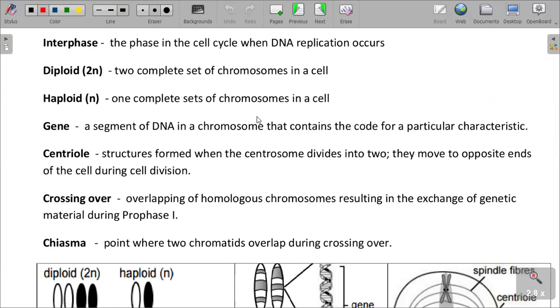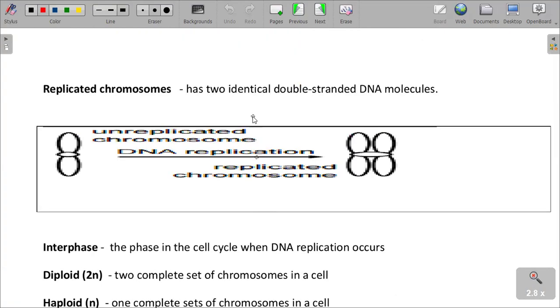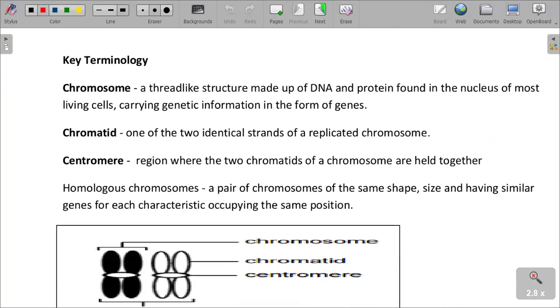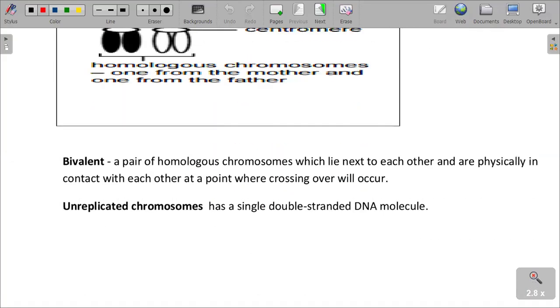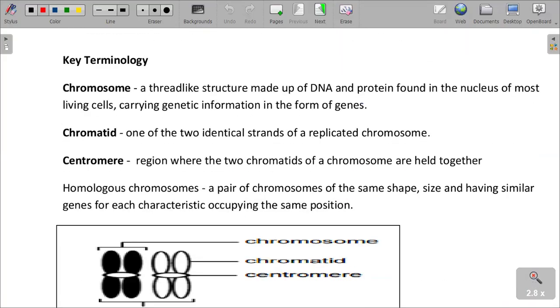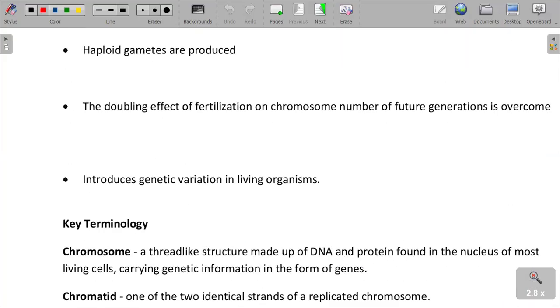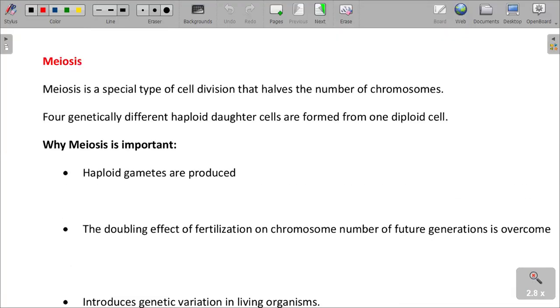We are going to talk about the replicated and unreplicated chromosomes, which at the end of the day, we must also be able to understand the basic structure of chromosomes. What do we mean by homologous chromosomes? What is a chromatid? What is a centromere? And also understanding the importance of all these. So I'm just going to introduce all this right now without wasting any time. Let's go straight into the subject of today.